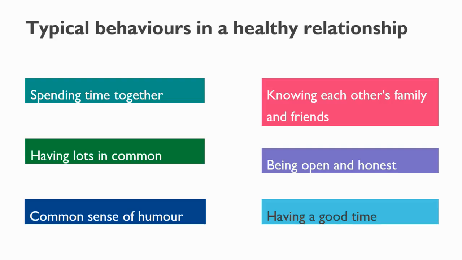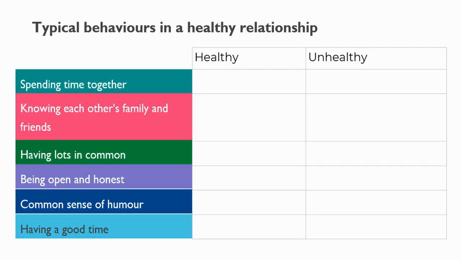So typical behaviours in a healthy relationship then are spending lots of time together, knowing each other's family and friends, having lots in common, being open and honest, having a common and shared sense of humour, and having a good time. What I want us to do now is think about how these traits might become healthy or unhealthy. So in your book, draw out the table similar to how it is on the board. Pause the video and do the table now. Then when you've finished, unpause the video.